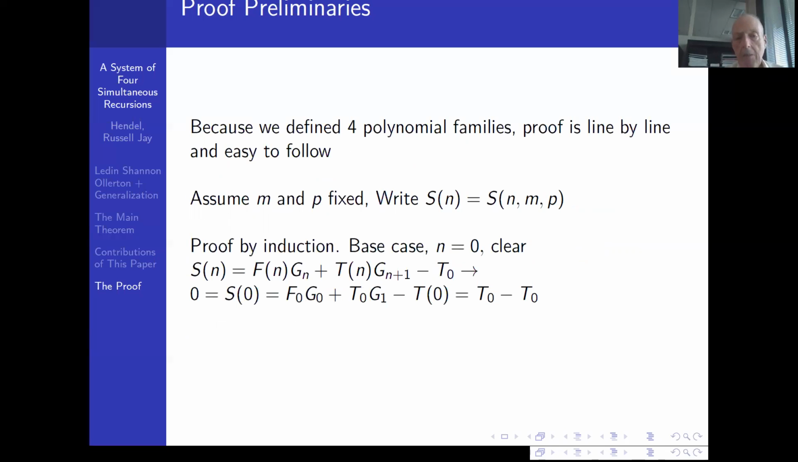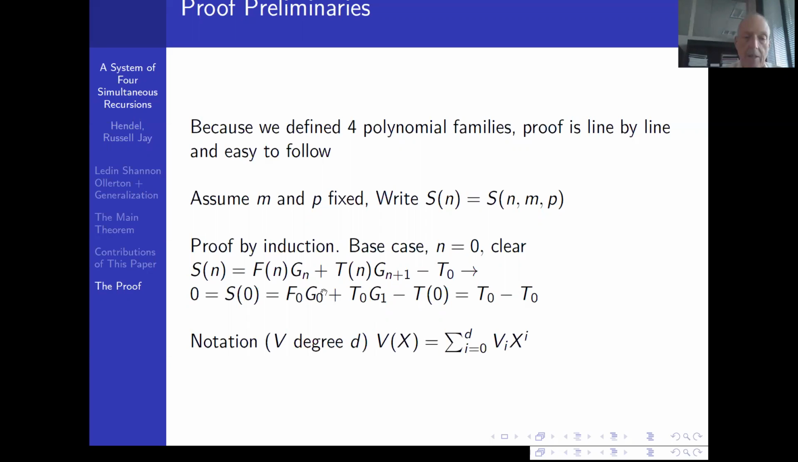The proof is by induction, and the base case n equals 0 is very clear. Well, here's what I have to prove. Sn is a sum from 0 to n, so if you're summing from 0 to 0, you're going to get 0. I have F0, G0. G0 is always 0, so this term is going to get knocked off. G1 is always 1. And when n is 0, I get the constant term of the T polynomial, T sub 0. So I have T0 times 1 minus T0. That's T0 minus T0. That becomes 0. So I've just proven the base case.